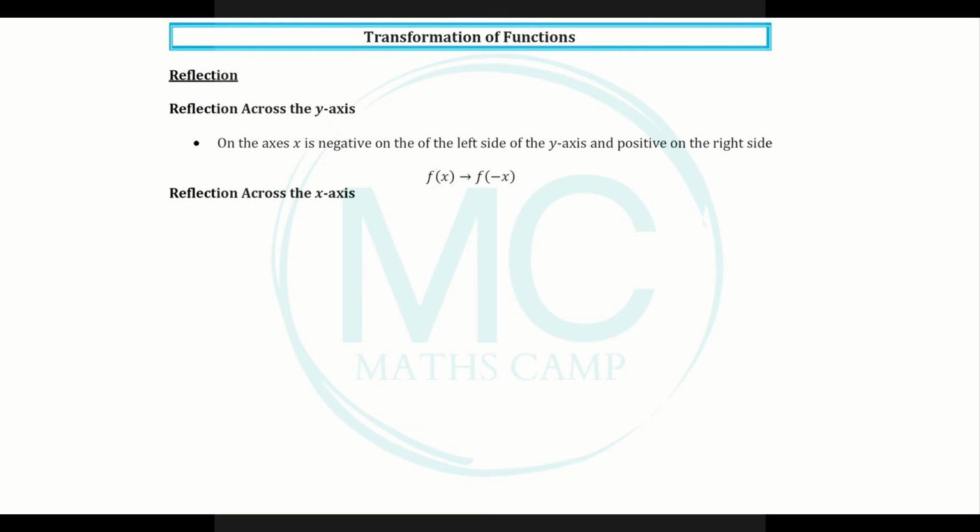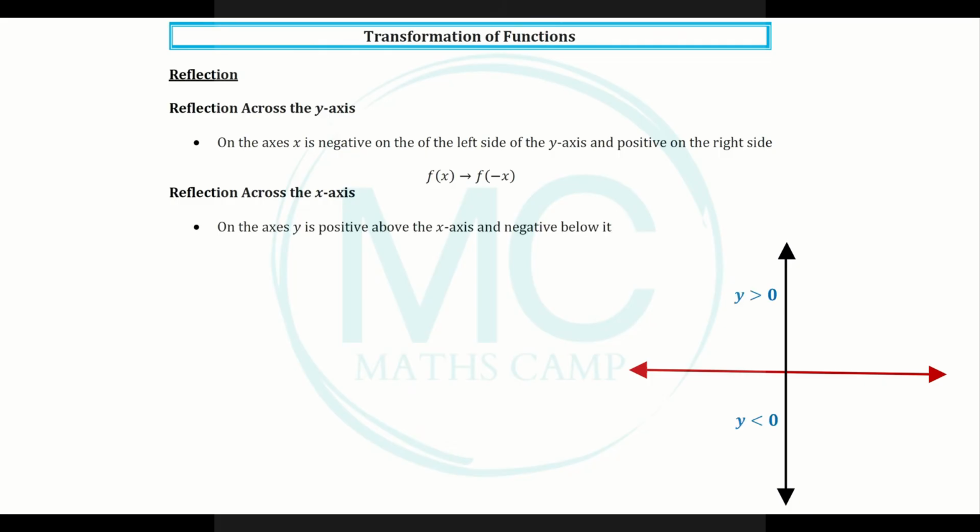Now let's look at reflection across the x-axis. The x-axis is our horizontal axis. On the axis, y is positive above the x-axis and negative below it. So if we reflect across the x-axis, the point or graph will move from above the axis to below it or vice versa. So if y was positive, it will become negative. And if it was originally negative, it becomes positive.